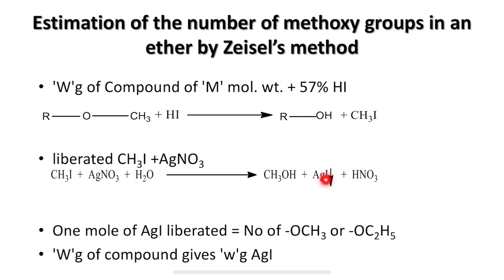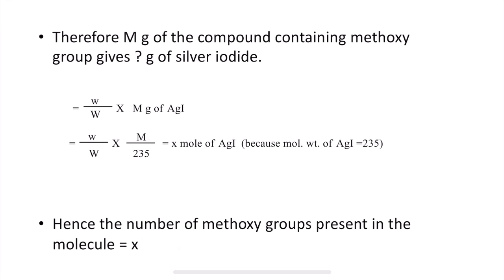The mass of silver iodide which is precipitated is called small letter w g. That means capital letter W g, the mass of the ether compound, gives a certain amount, small letter w g, of silver iodide. I hope it is understood. Now, therefore, m grams of the compound containing methoxy groups gives so many grams of silver iodide, so that is why we have to cross multiply.